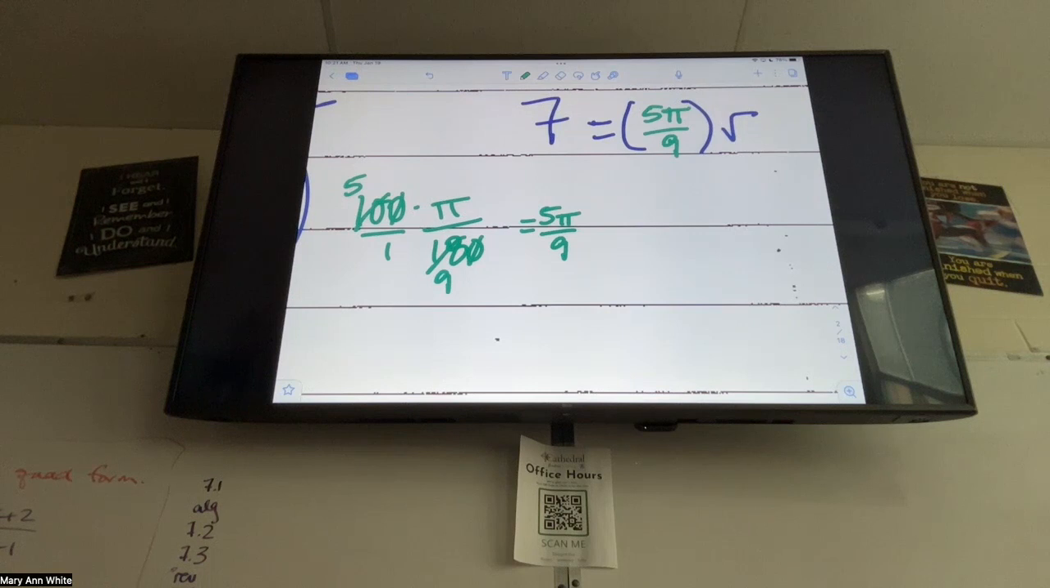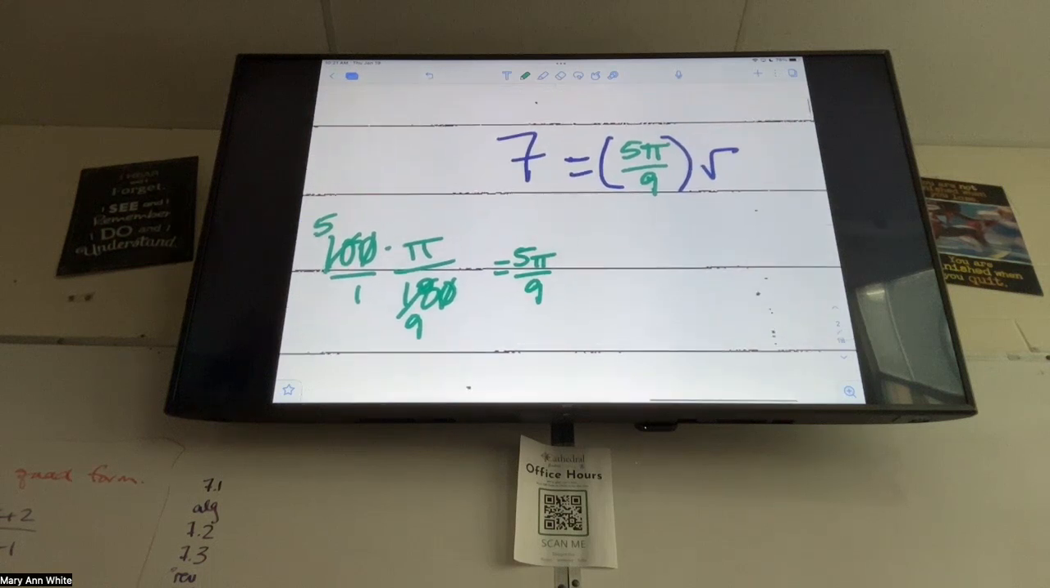All right, how do I solve for R now? I could divide by pi over 9. What's a better way of saying that we're gonna divide by it? Multiply by the reciprocal, multiply by the reciprocal. It's the same thing as dividing, but it gives me a little bit more to work with here. So 9 over 5 pi is gonna get rid of my 9, it's gonna get rid of my 5 pi, it's gonna get my R by itself.